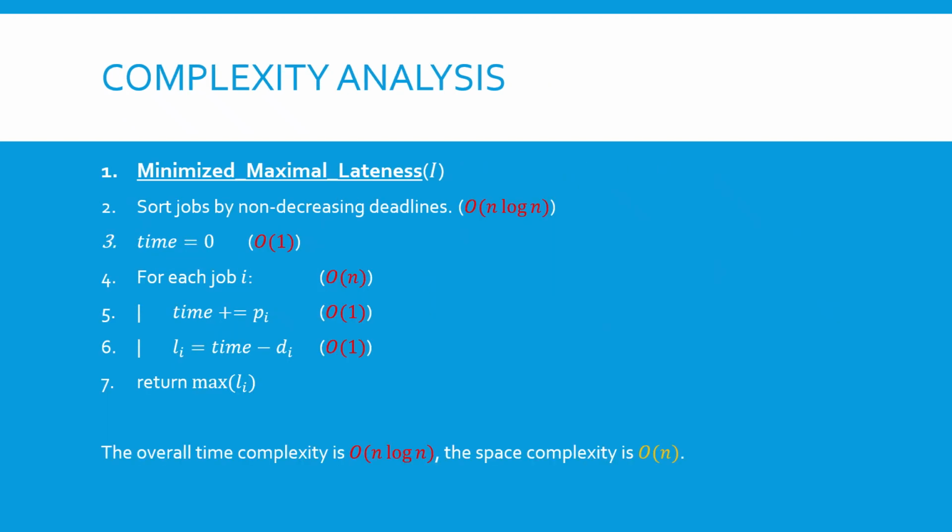Finally, we analyze the time complexity of the greedy algorithm. In line 2, sorting the jobs by deadline takes O(n log n) time. The for loop in line 4 processes each job once, which runs O(n) iterations. All other operations run in constant time. Therefore, the overall time complexity is O(n log n), dominated by the sorting step.